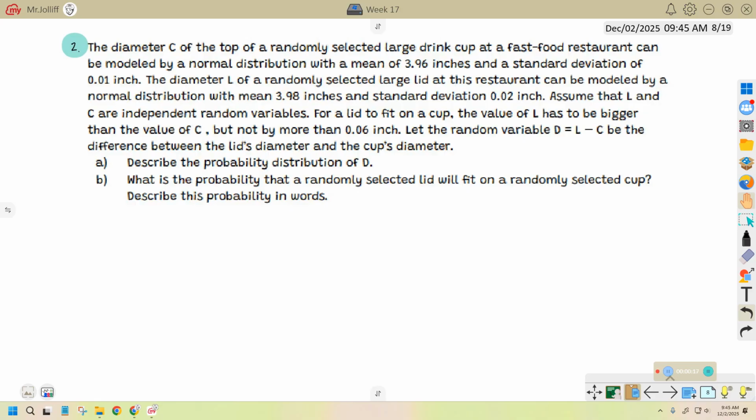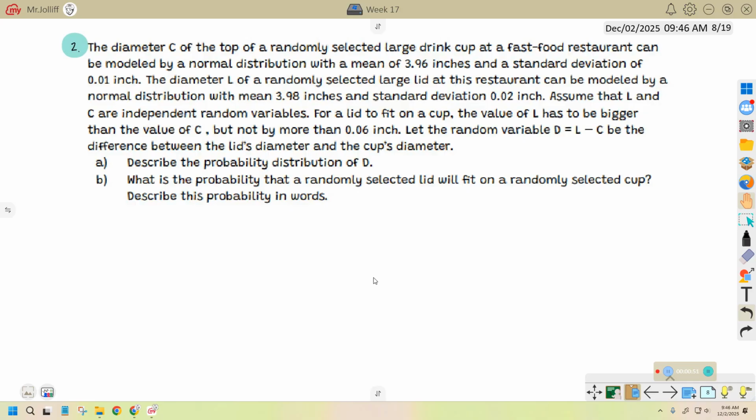So this one says the diameter C of the top of a randomly selected large drink cup at a fast food restaurant can be modeled by a normal distribution with a mean of 3.96 inches and a standard deviation of 0.01 inch. The diameter L of a randomly selected large lid at this restaurant can be modeled by a normal distribution with a mean of 3.98 inches and a standard deviation of 0.02. Assume that L and C are independent random variables.